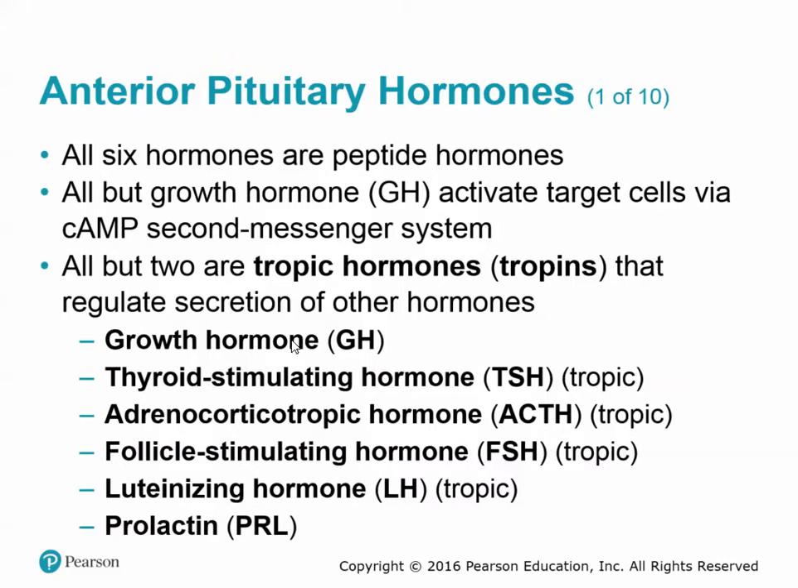But we have growth hormone, thyroid stimulating hormone, which is tropic, adrenocorticotropic hormone, a stimulating hormone. Generally, your tropic hormones would have stimulating or tropic right there in the name. Then luteinizing hormone and prolactin.